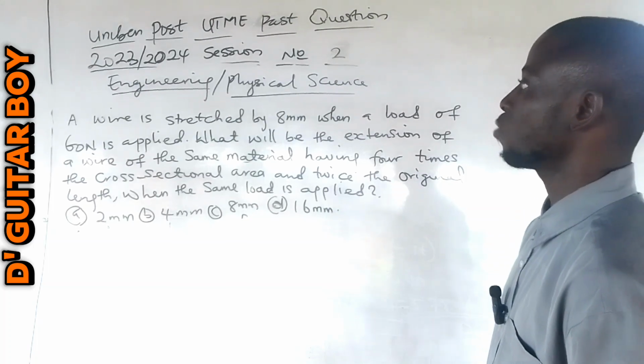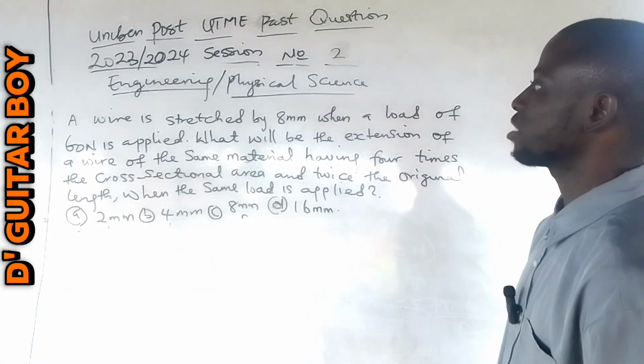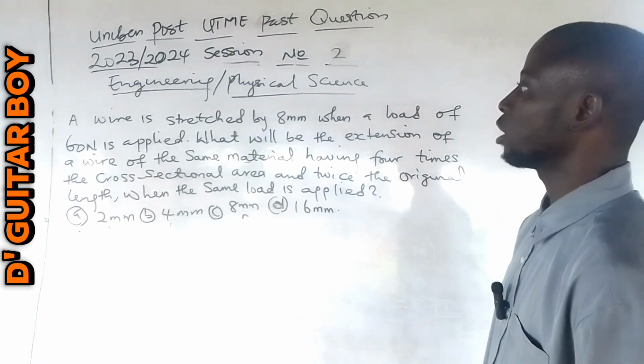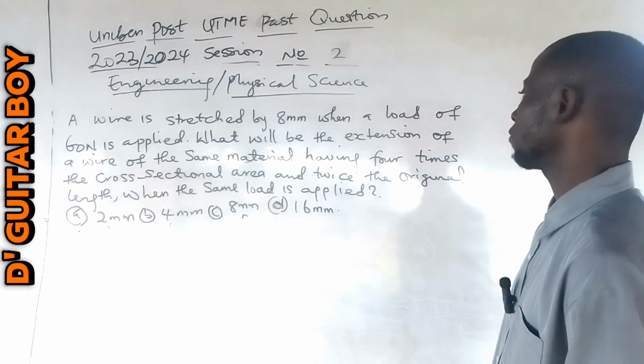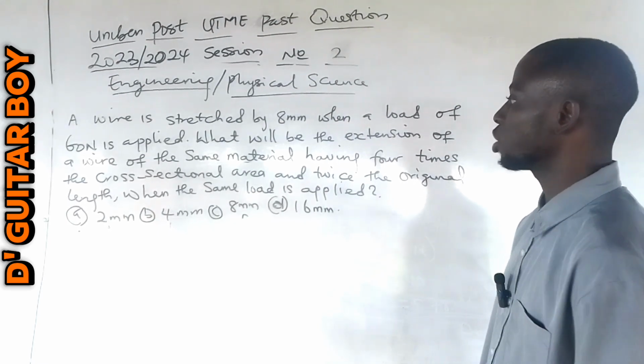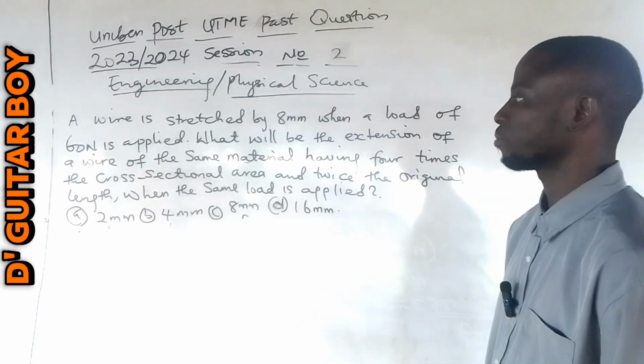The question says a wire is stretched by 8 millimeter when a load of 60 Newton is applied. What will be the extension of a wire of the same material having 4 times the cross-sectional area and twice the original length when the same load is applied?